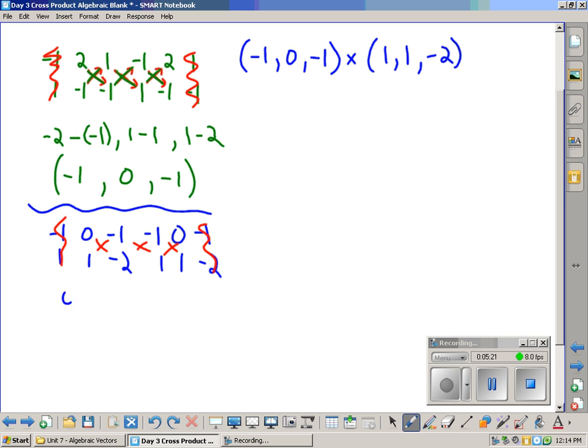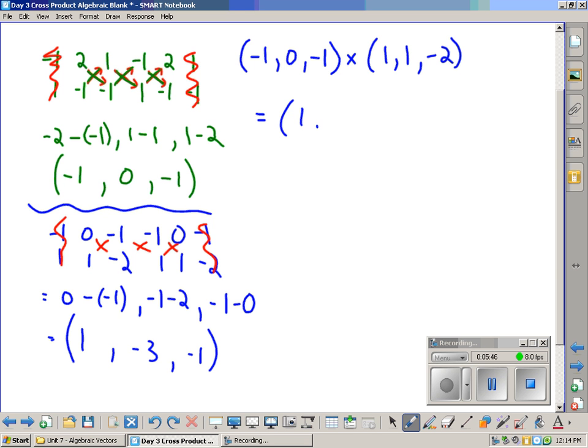0 times negative 2 is 0, minus 1. So that's going to be a plus 1. Negative 1 minus, and this is a positive 2, so minus 2 is negative 3. And then negative 1 minus 0 is negative 1. And so our final answer is 1, negative 3, negative 1.